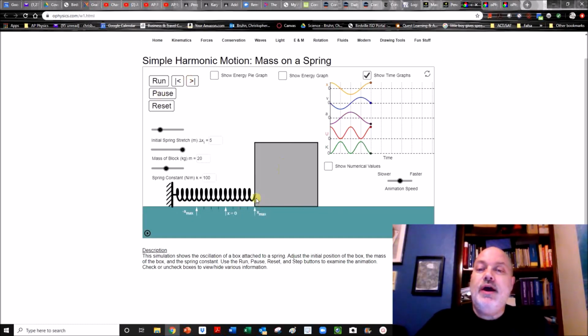So I want you to notice when we're at maximum amplitude, we have 0 velocity because it has to stop at the end. But we have maximum negative acceleration because the spring is pulling us back to equilibrium. When we're at maximum amplitude, we've stopped, so therefore the kinetic energy is 0, and we have maximum spring stretch, so we have maximum spring potential energy.